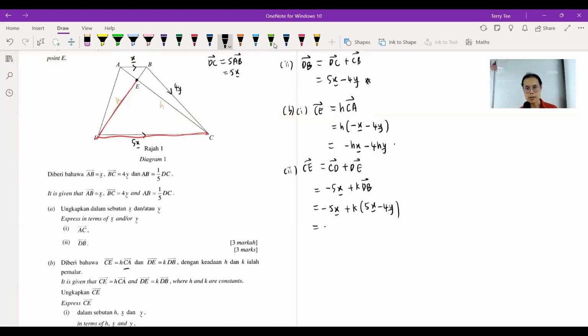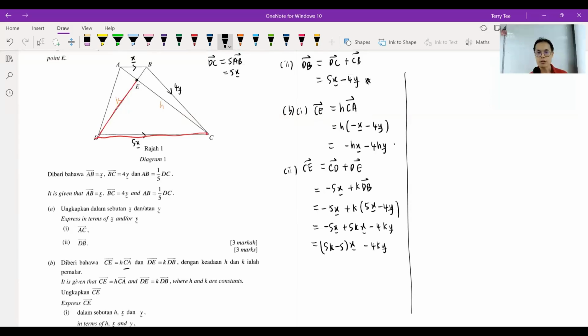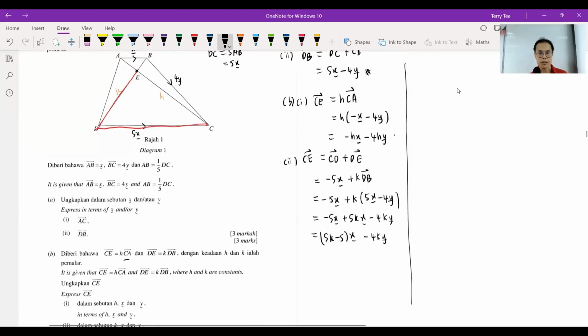Put them together. This is negative 5x plus 5kx minus 4ky. So I got 5k minus 5 bracket x minus 4ky, right? That is my vector CE. Okay. Now, I got two versions of CE already. I just have to compare them. Okay, let me do it here. So the first version of CE, because you have to solve, seterusnya cari nilai h dan k.